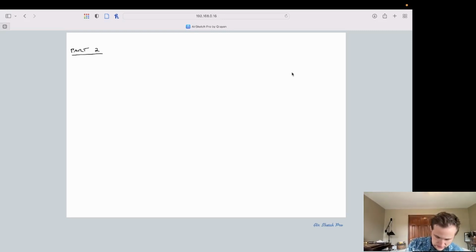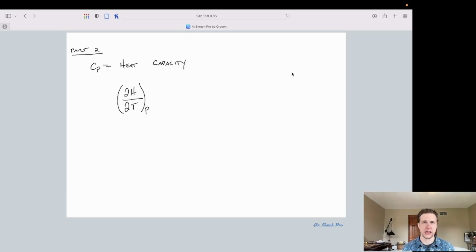Let's go ahead and jot this out here. The heat capacity is often symbolized as Cp, which is the heat capacity of a compound. The heat capacity is the change in enthalpy with respect to temperature at a constant pressure. So that right there is Cp.